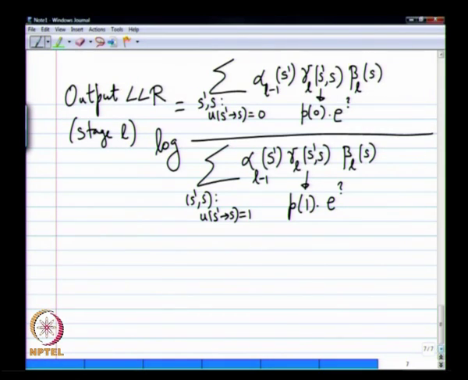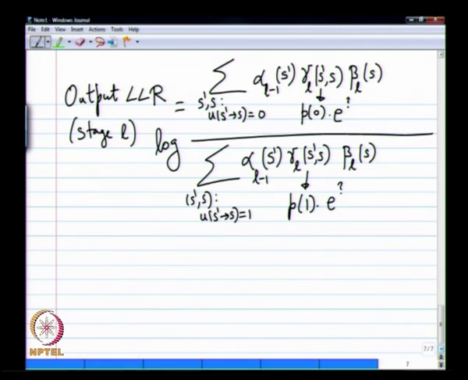There is one simplification that is already kind of possible here. Okay, so we will come to that. There are some common things that will come out. So, P of 0 by P of 1 will come out. Log P of 0 by P of 1 anyway is the extrinsic. So, the extrinsic is coming out as an independent factor. Now we have to see if there is anything else that will come out as an independent factor.